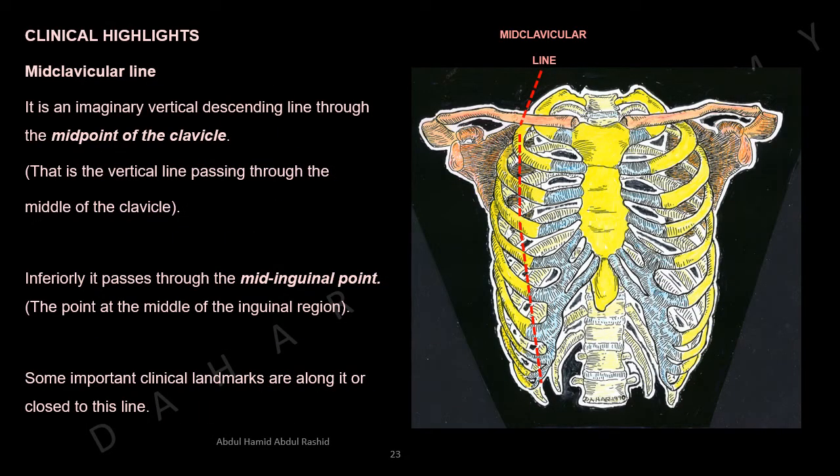Clinical highlights. Mid-clavicular line. Look at the diagram. This is the thoracic cage. This is the clavicle. The mid-clavicular line is an imaginary vertical descending line through the midpoint of the clavicle. That is the vertical line passing through the middle of the clavicle. Inferiorly, it passes through the mid-inguinal point, that is the point at the middle of the inguinal region. Some important clinical landmarks are along it or close to this line.